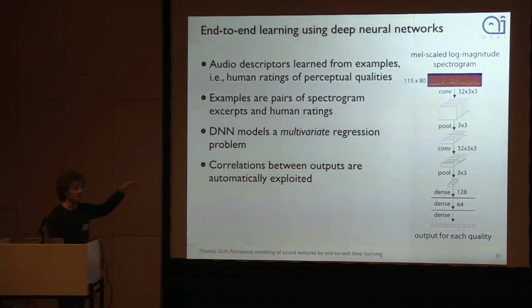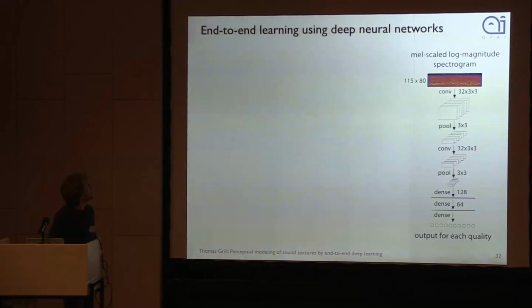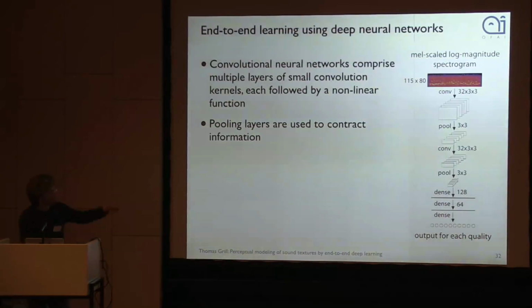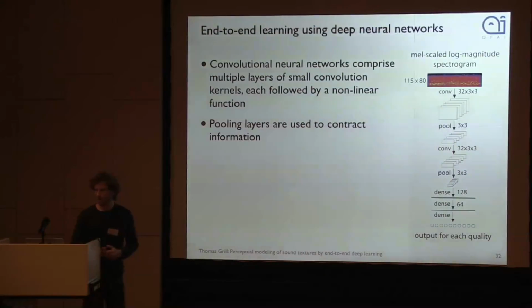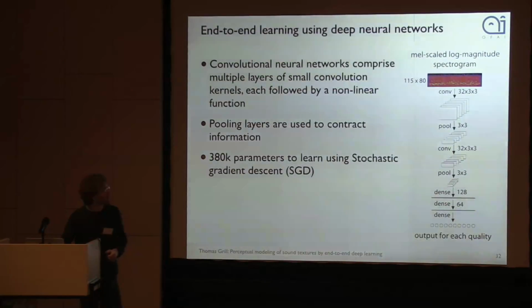Then usually there is a nonlinearity. It's not set out on the graph because it's very usual. Then there's a pooling layer which contracts the information, and so on and so on. And there is a dense layer in the lower part which, so to say, correlates all the different spatial parts of the spectrogram. And you end up with numbers in that case for a different quality.